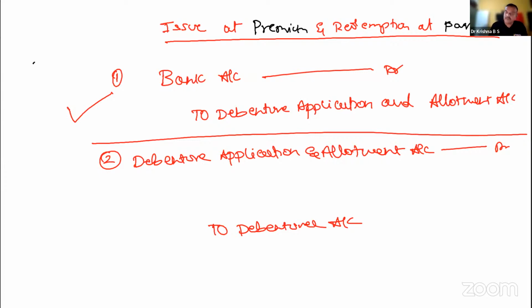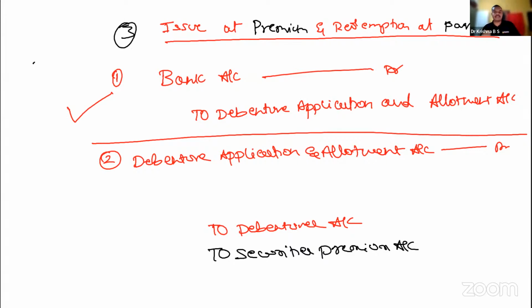Debenture application and allotment account debit, to debentures account, to securities premium account. One entry gets added. I repeat: debenture application and allotment account debit to debentures account, to securities premium account. This is the entry that is going to be added for case number 3. Please copy it.